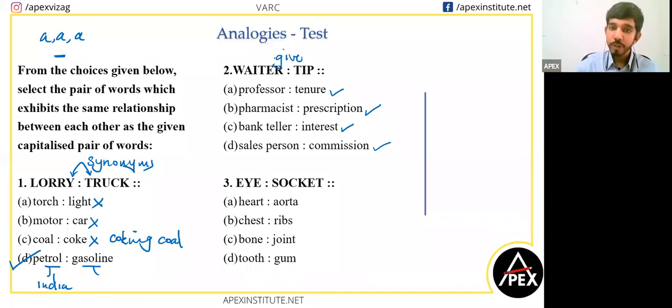Yeah. So waiter is given a tip as something extra for the effort that he takes. Okay, it is for their service. Right? So do you give prescription to a pharmacist for his service? No, you give prescription because you need medicine from him. Pharmacist is a chemist. So this is incorrect. Do you give bank teller interest because, for his service as a tip? No. Interest is compulsory. You've taken a loan, you have to repay it. So this is also not okay.